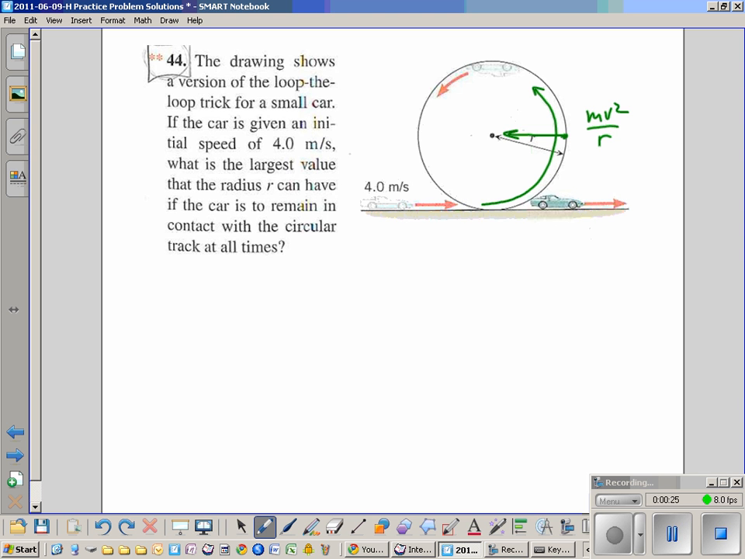Now, depending on where we are in the circle, some of that force might come from gravity, some of it might come from the normal force of the track exerted against the car. So we're taking the car at the top and saying that it's just barely maintaining contact. The total amount of force is some combination of the normal force and gravity. But this total amount of force still has to be mv squared over r.